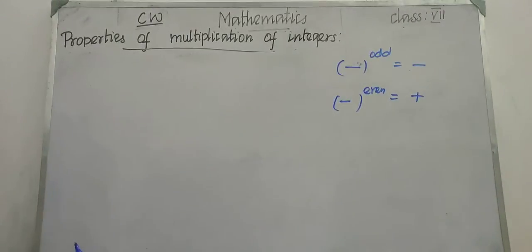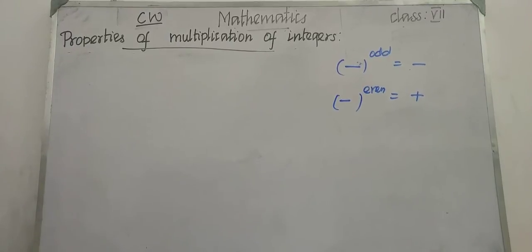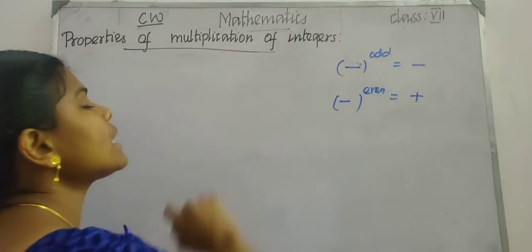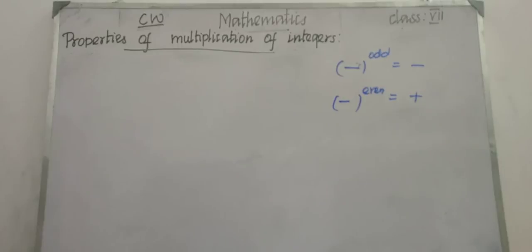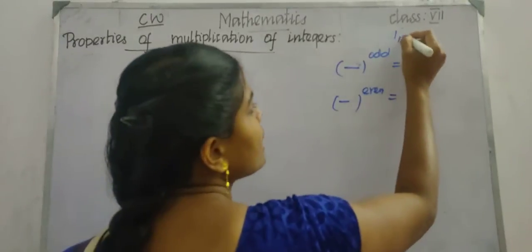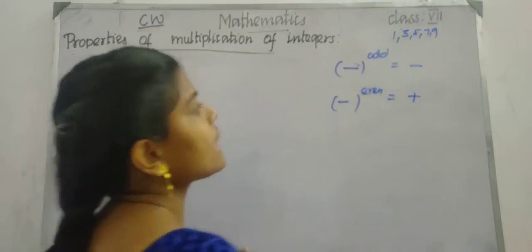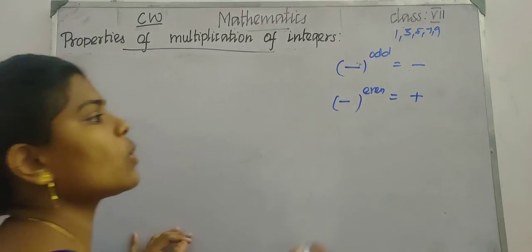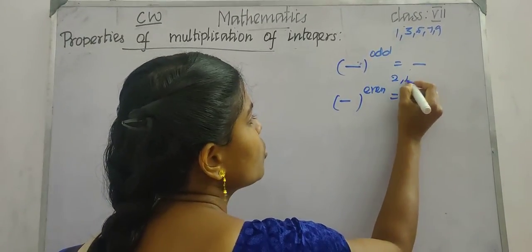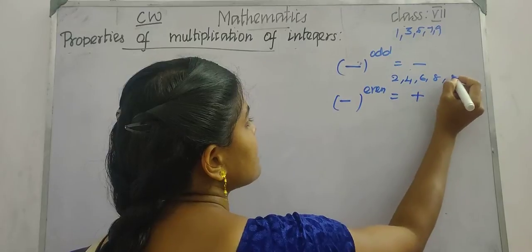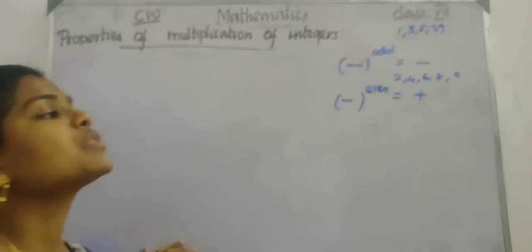This is a note given on that page. Don't forget, if you are multiplying minus for an odd number of times, you will get the answer as a negative integer, that is minus sign. What is an odd number? Odd number means 1, 3, 5, 7, 9. These are all the odd numbers. So what are all the even numbers? 2, 4, 6, 8, 0. These are all the even numbers.